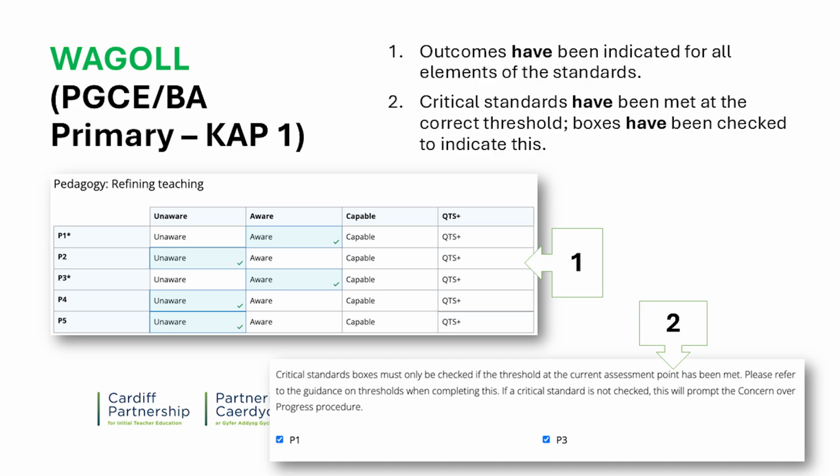Obviously, your student teacher might not have met the threshold for aware in P1, therefore you will not tick that box. But if it is aware, then make sure they align with the judgments that you've indicated in the drop-down boxes. Sometimes, however, teachers, mentors forget to tick all the elements of the standards. So just a reminder that needs to be completed. And again, make sure that you indicate the threshold boxes, that they are ticked appropriately in accordance with your judgments.